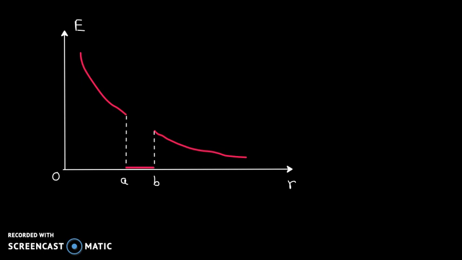And remember, in between A and B, in the region within the conducting material, E drops to 0. So for that part, we have a discontinuity, and we have a flat line at the 0 level.